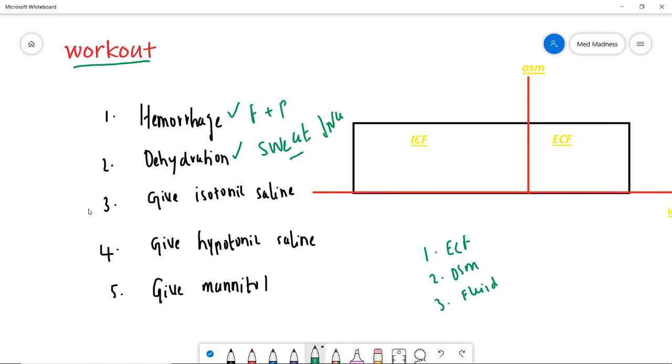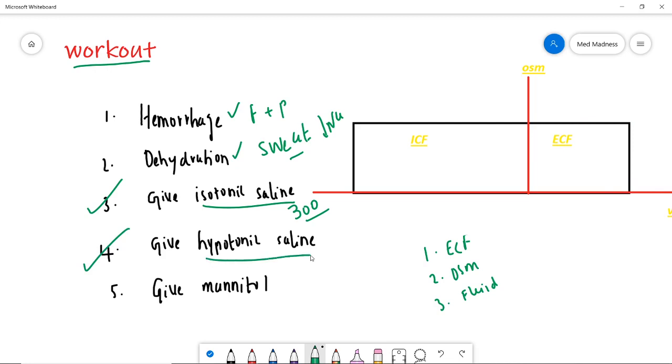You are giving your patients isotonic fluid. So there is increase in the ECF. Yes. Is the body osmolarity changes? No, it stays the same. So the graph is changed like this. There is increase in the ECF volume.